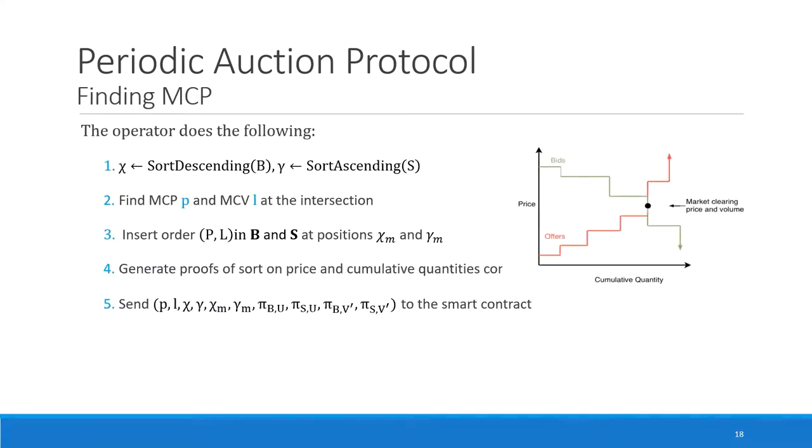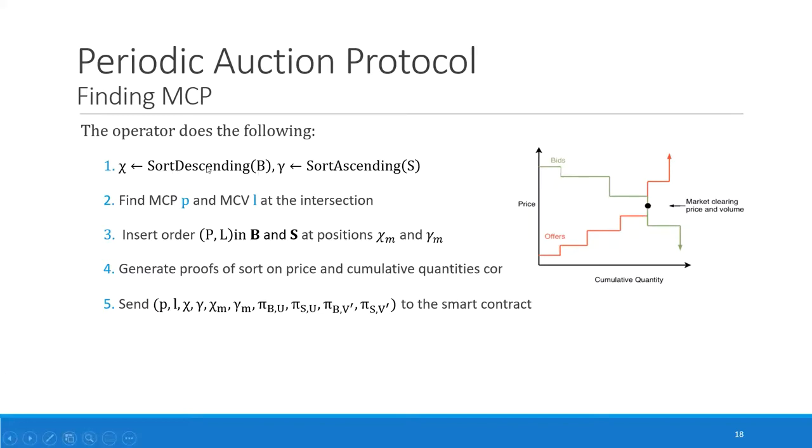Now the important phase, which is finding the market clearing price. So in here, the operator can read all the ciphertexts for the orders submitted on the smart contract and decrypt them. So the operator will have access to the underlying values. And then the operator is going to sort the bid orders, that's denoted as B, descendingly based on the price, so highest price first. And also the operator will sort the sell orders ascendingly, so the lowest price is sorted first.